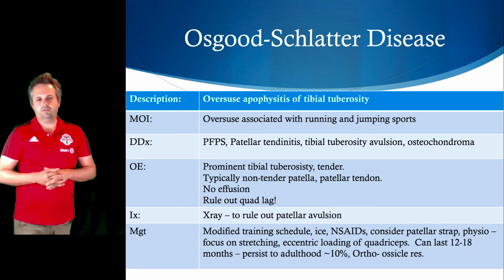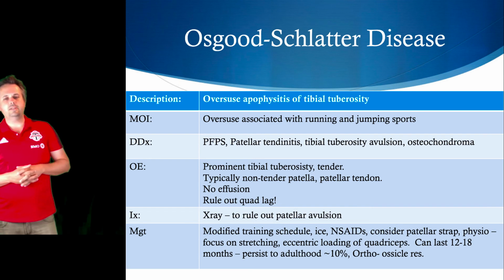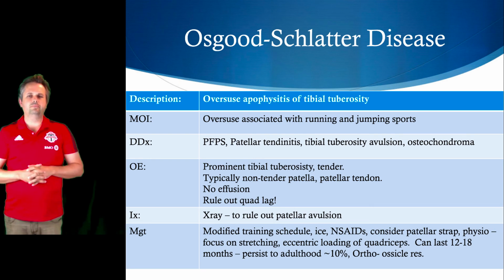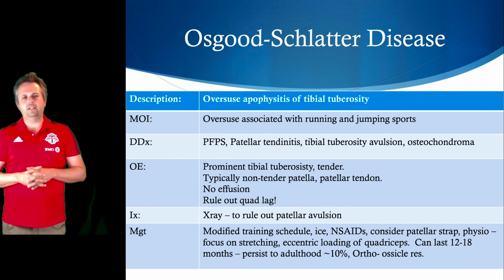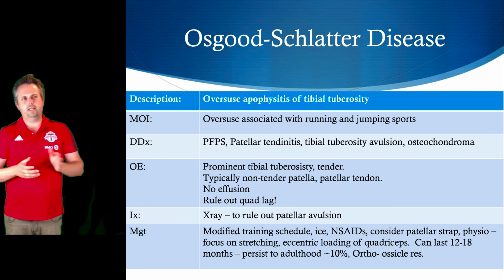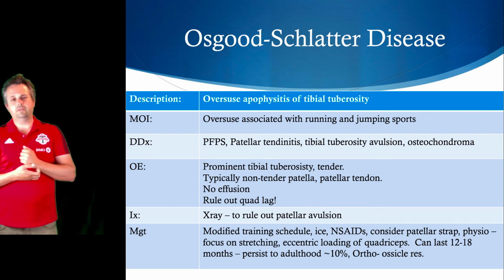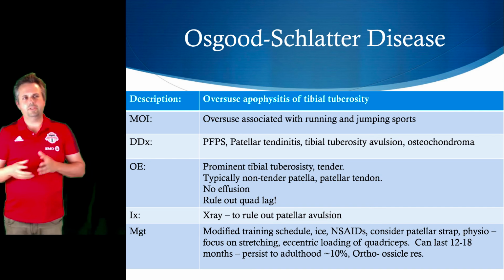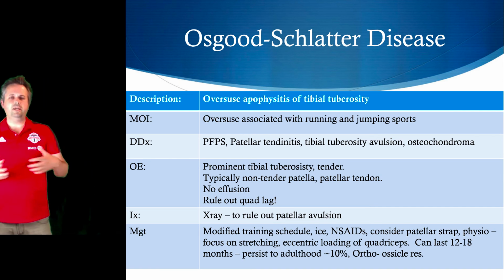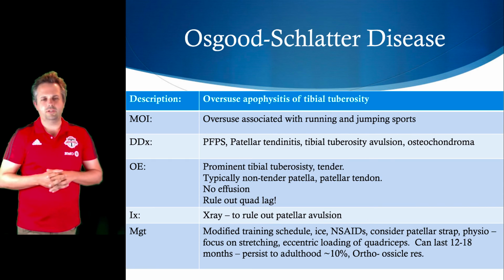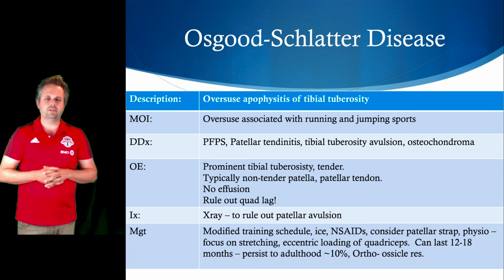Osgood-Schlatter disease, on the other hand, is essentially something that is a lot more common, and it's in an older age group, anywhere from 12 to 16 or 18, and can continue to cause problems into adulthood as well. You'll typically see adults who've played basketball or other jumping sports with very prominent tibial tuberosities if they played a lot while they were adolescents.